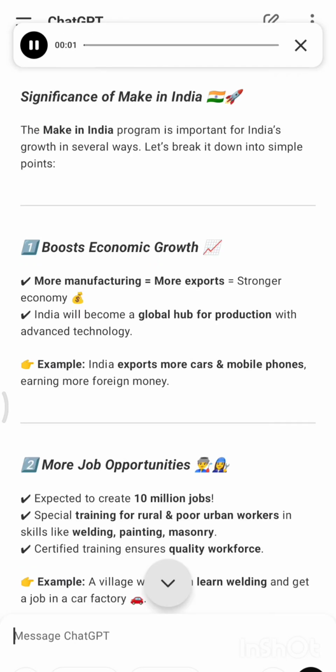Significance of Make in India. The Make in India program is important for India's growth in several ways. Let's break it down into simple points.